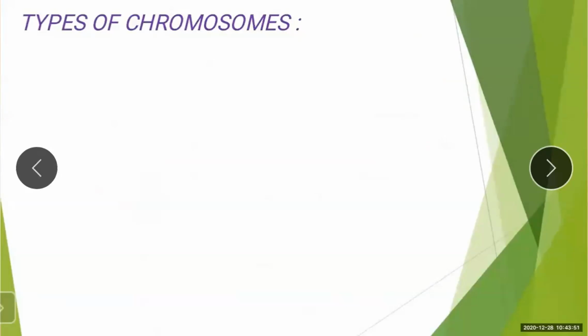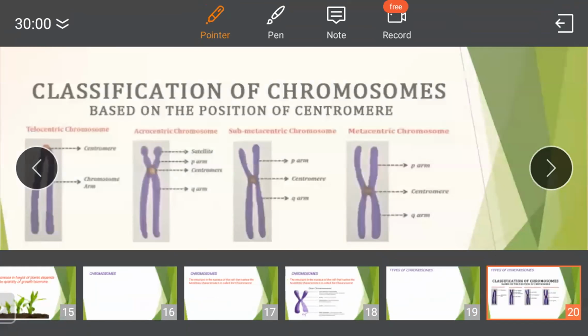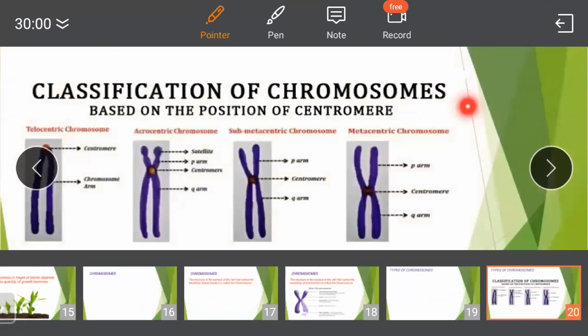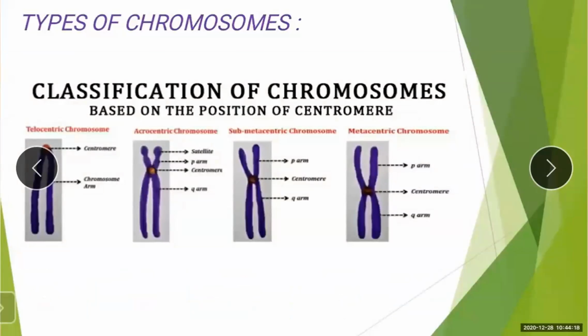Now, moving further to the different types of chromosomes. So the classification of chromosomes is based on what? On the position of the centromere. Now, we can start with the metacentric chromosome. Here, the centromere is exactly at the midpoint. See, in the picture, you can see that the centromere is exactly at the midpoint in this chromosome. And therefore, the chromosome looks like the English letter V.